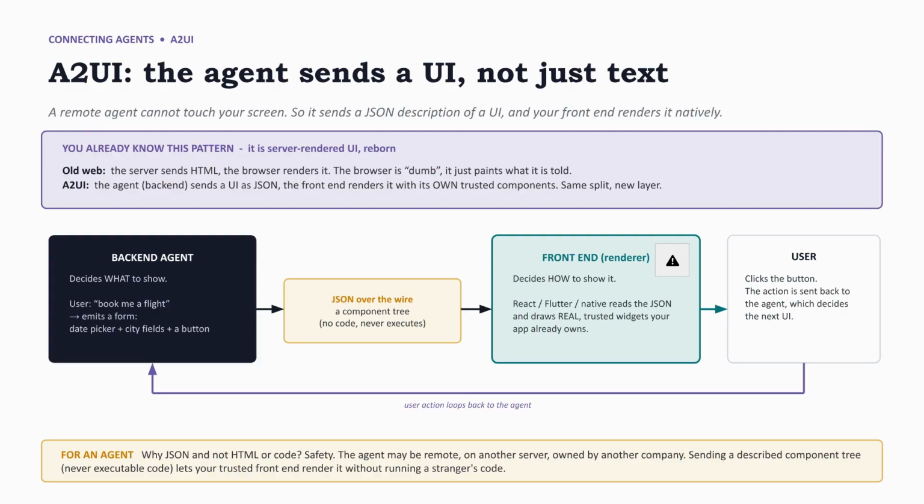The reason it is JSON and not HTML or code is safety. The agent may be remote and owned by someone else, and sending a described component tree, never executable code, lets your trusted front end render it without running a stranger's code.